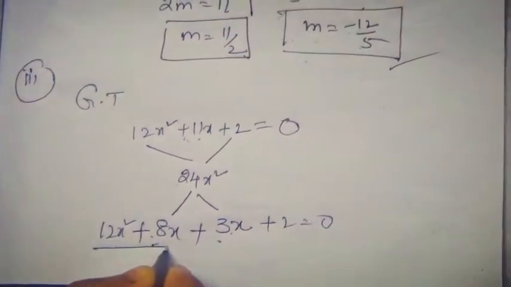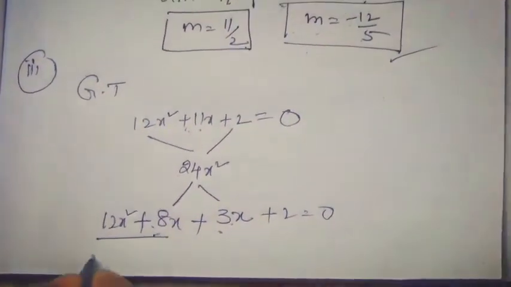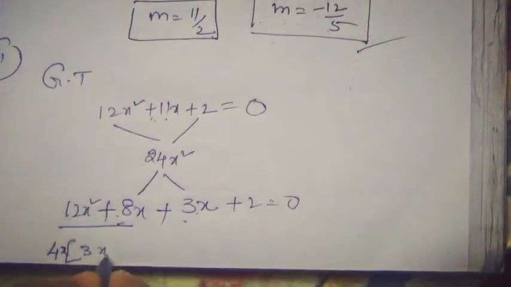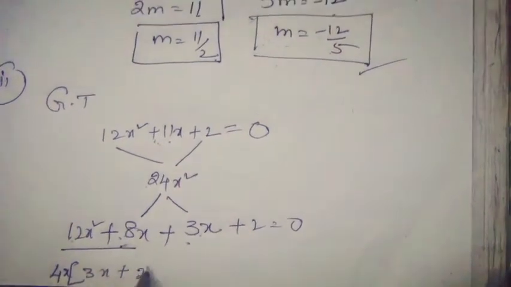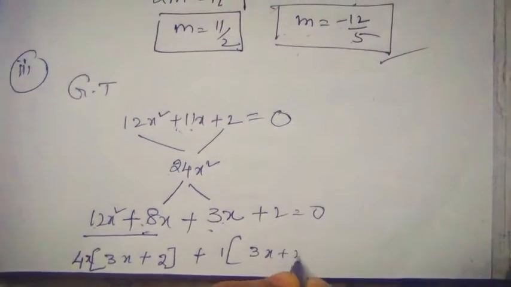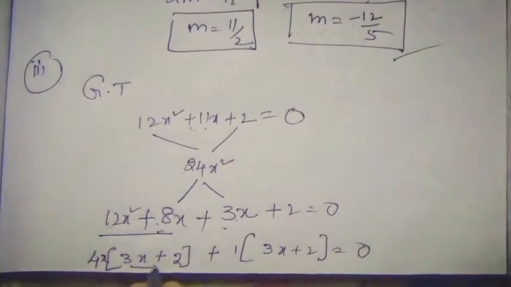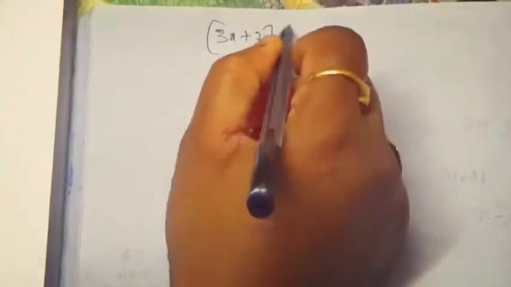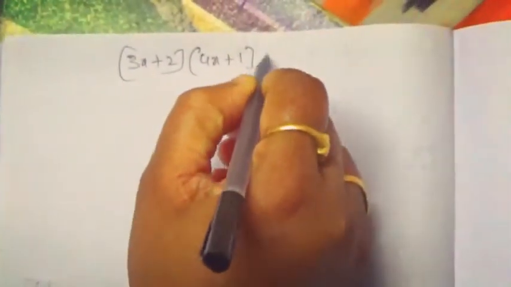What is common in these two? 4. I want to take 4x. So 3x plus 2, and plus 1 I want to take here, 3x plus 2 is equal to 0. Here in both of these, 3x plus 2 is common. So 3x plus 2, and what is remaining here? 4x plus 1. 4x plus 1 is equal to 0.